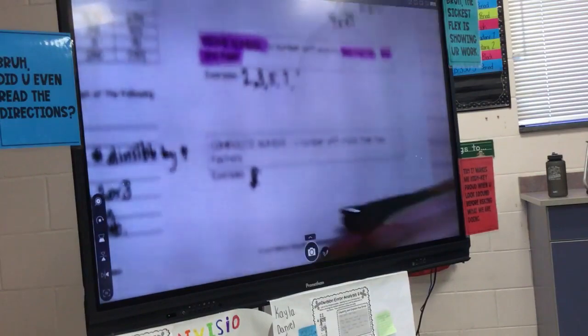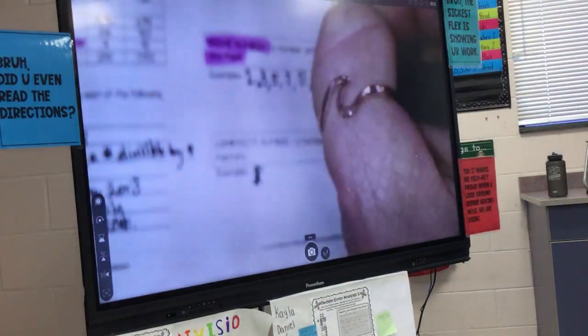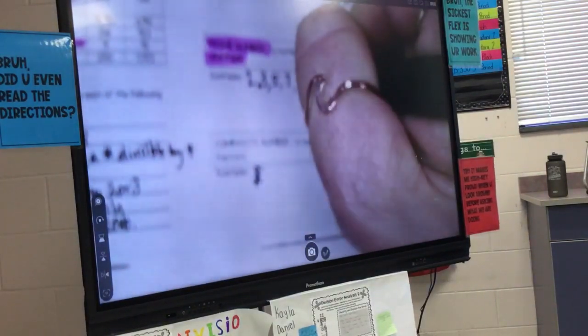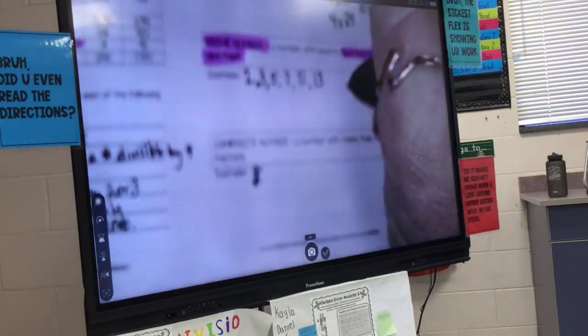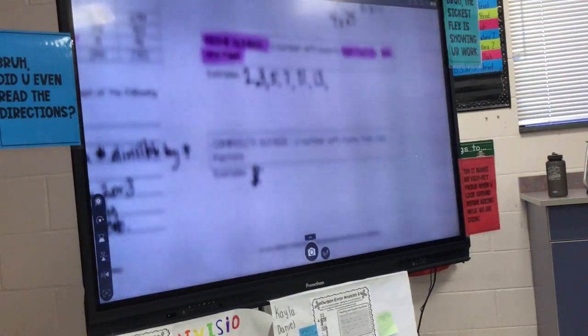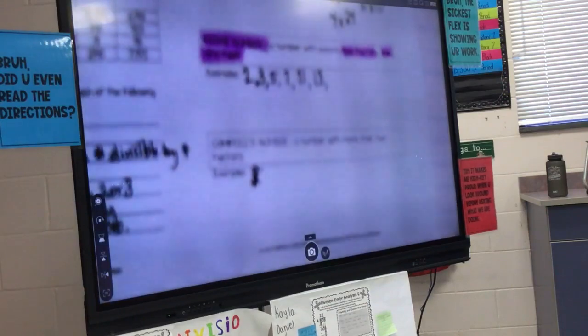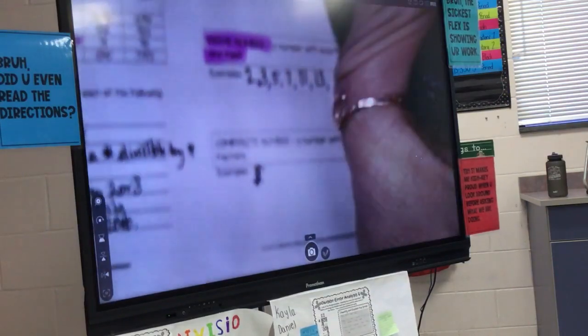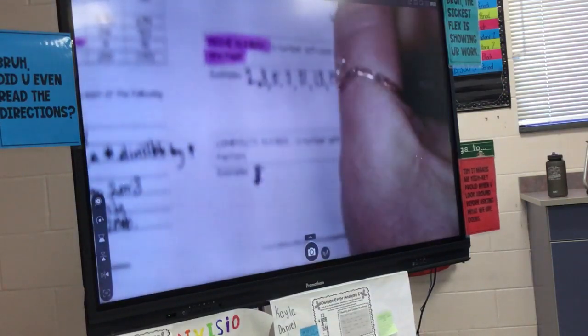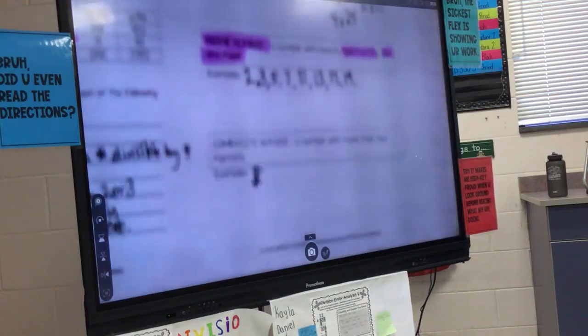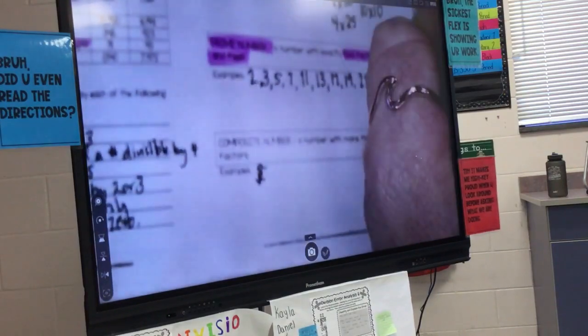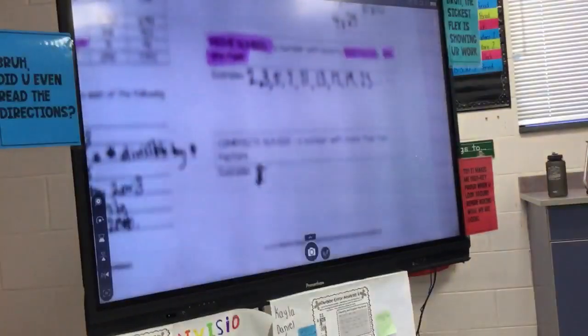All right, so then we have 11, 13. Why not 15? 3 times 5. All right. 17, 19. What about 21? 3 times 7. So it's got more than 1 in itself. 23, and so on, and so on.